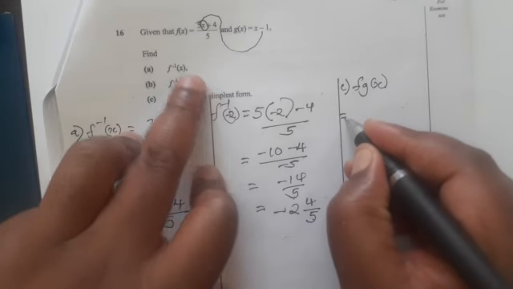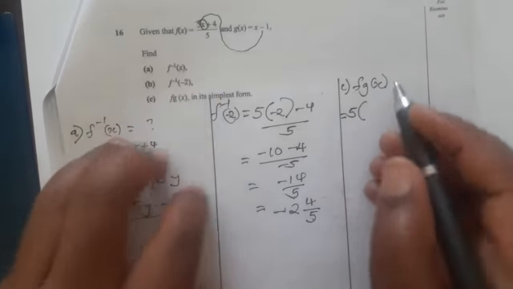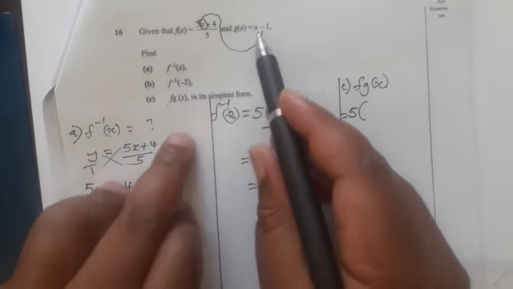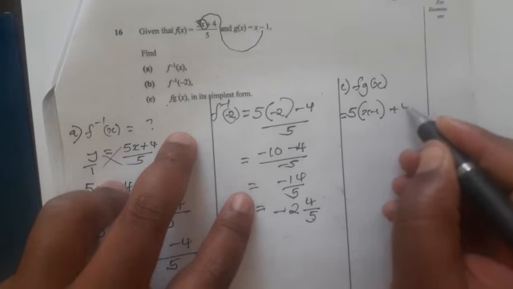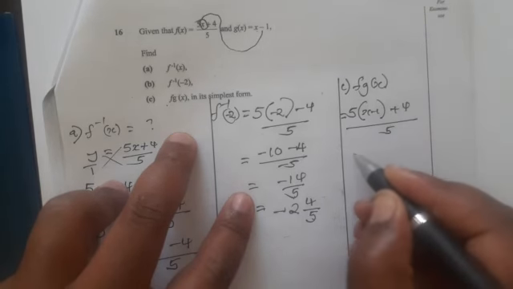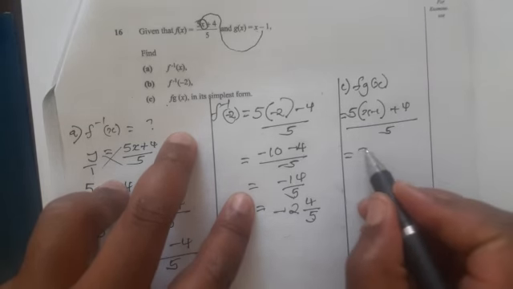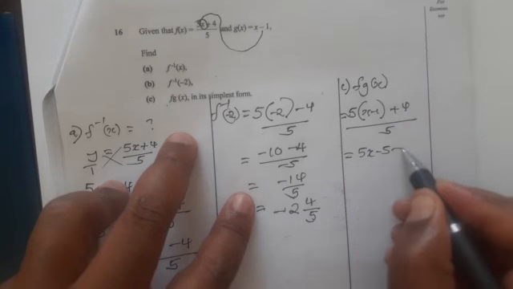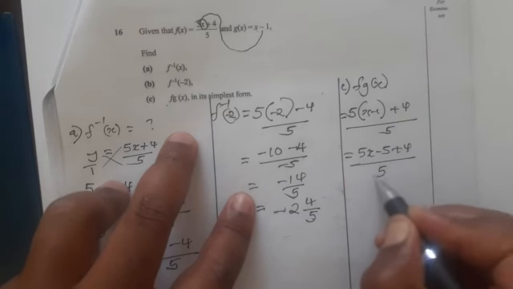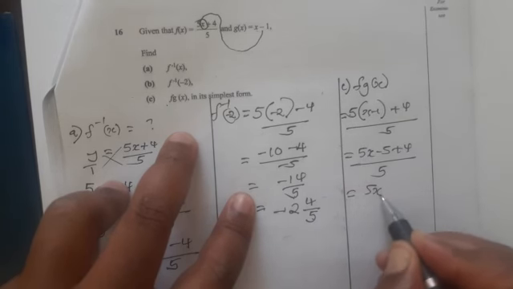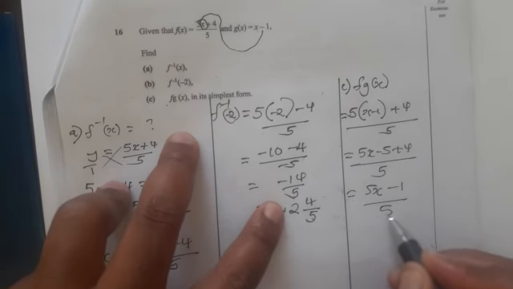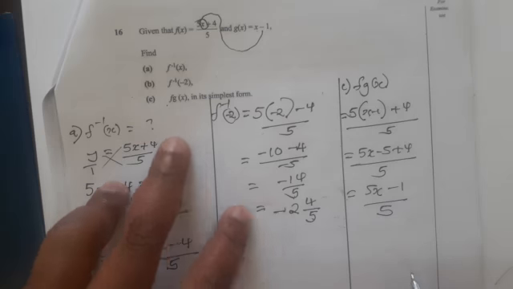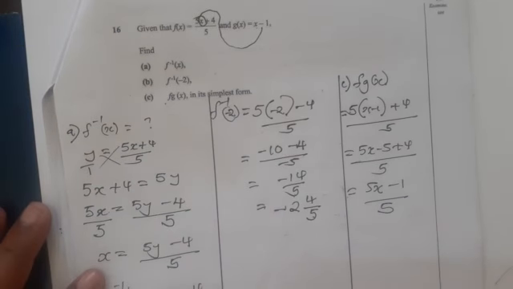So what are we saying? This is equal to 5, open bracket, because G is going there. What is our G? x minus 1. So x minus 1 plus 4, over 5. This by that is 5x minus 5 plus 4, over 5. So 5x, negative 5 plus 4 is negative 1, over 5. And that is our answer.